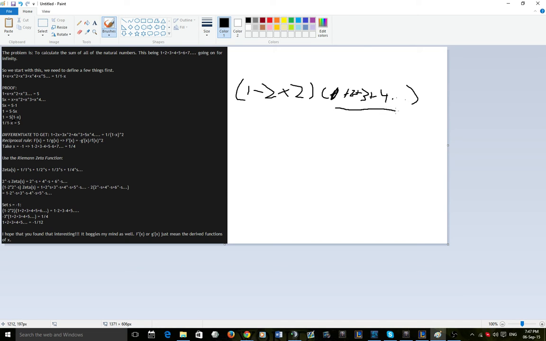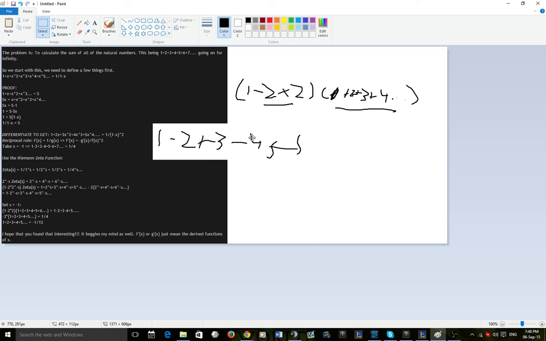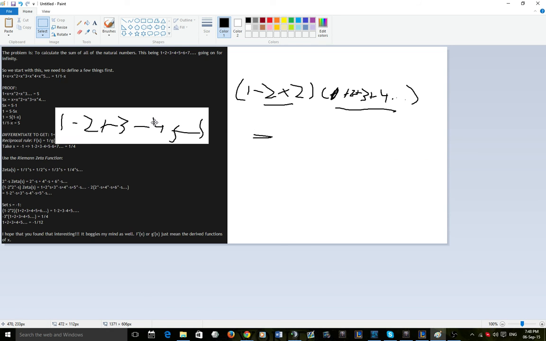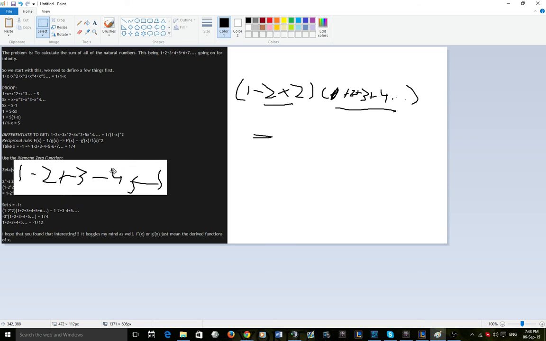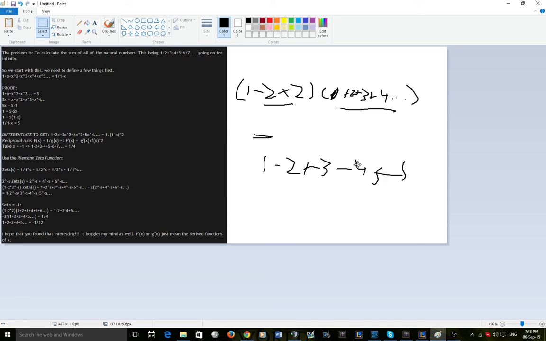So this is our initial question, this is just a bit added on. And we know that that equals 1 take 2 plus 3 take 4 plus 5. Hey, what do we notice? This is basically that thing over here. Look, it's exactly the same thing, right?